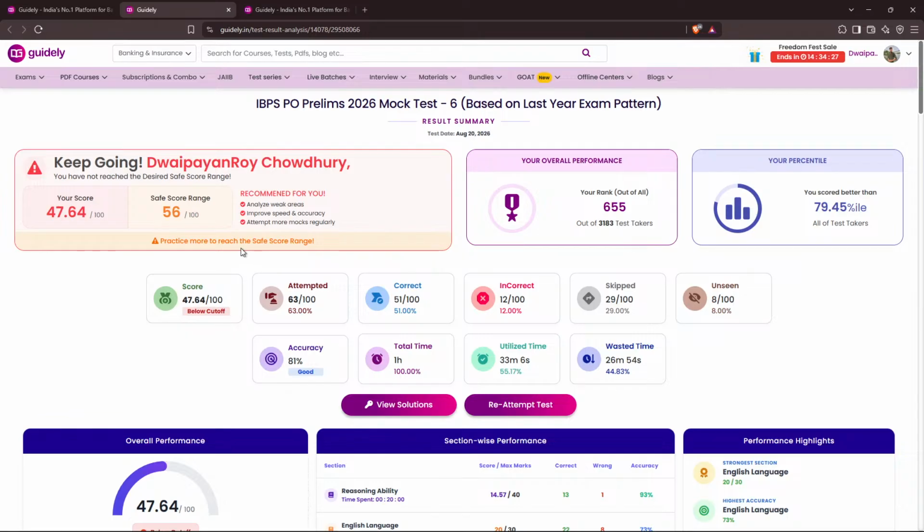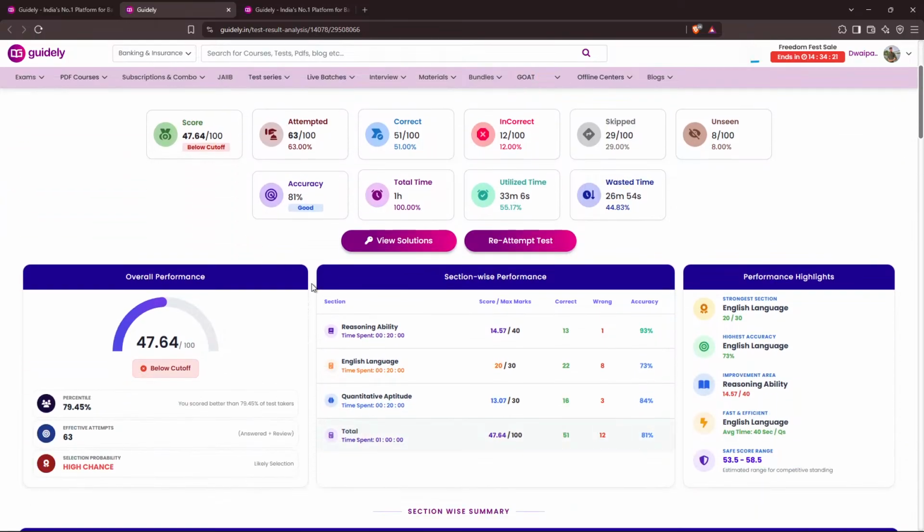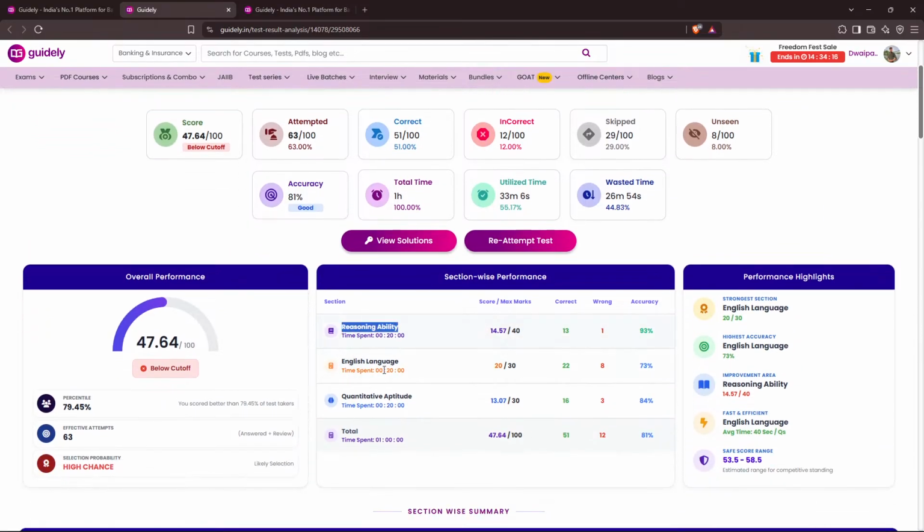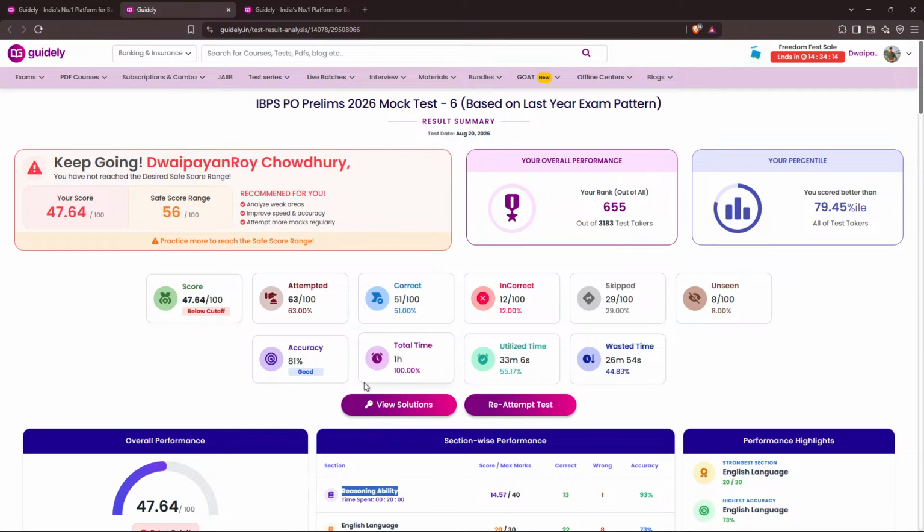So I guess this is going to be my lowest score for an IBPS PO mock, but the level was very good. I think I could have done one more reasoning set in order to get close to that cutoff. So I guess I will just keep on practicing more and more in the upcoming mocks also.